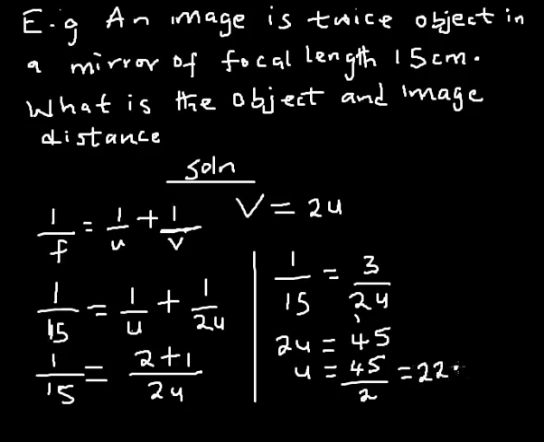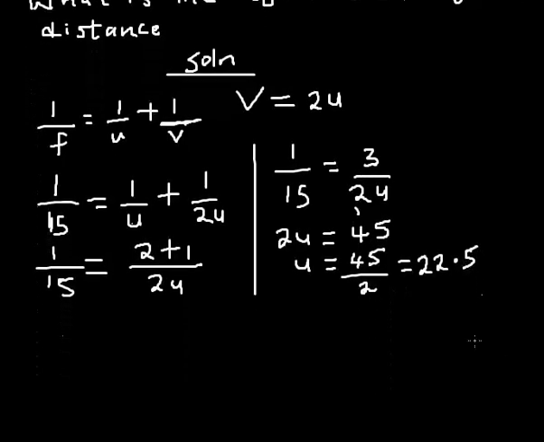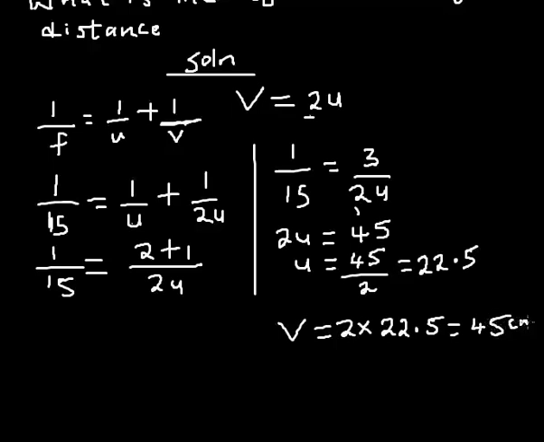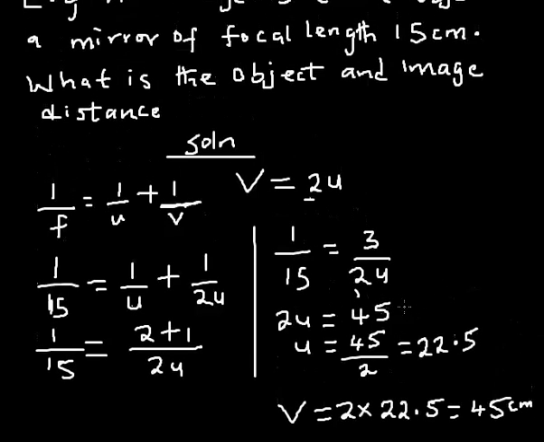The object distance is 22.5. So if the object distance is 22.5, then of course the image distance is 2 times the object distance. That means the magnification is 2, right? So 2 times 22.5, and that's 45 cm.